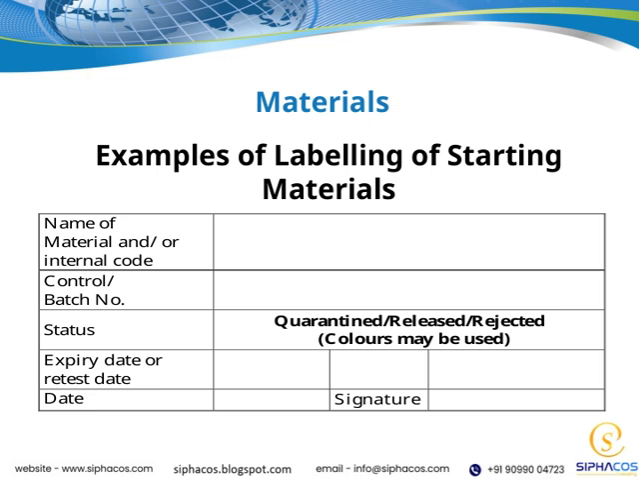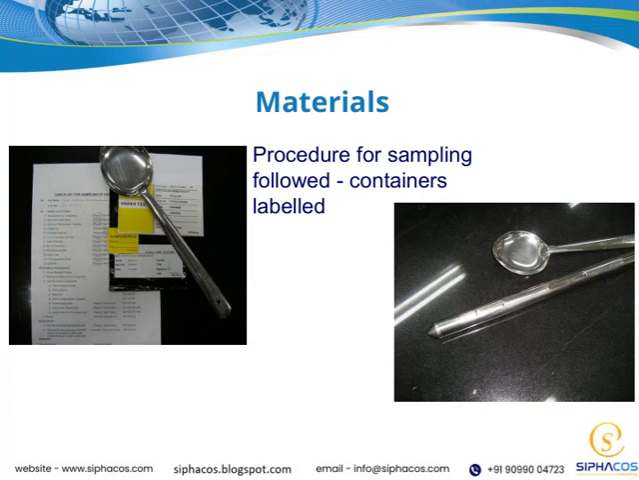Remember, consistent and accurate labeling not only supports quality control, but also complies with regulatory requirements. So, always double-check that labels are complete and legible before proceeding with any processing steps. This attention to detail is a key part of good manufacturing practices and helps maintain the integrity of the entire supply chain. Now, let's move on to the procedure for sampling that we followed.